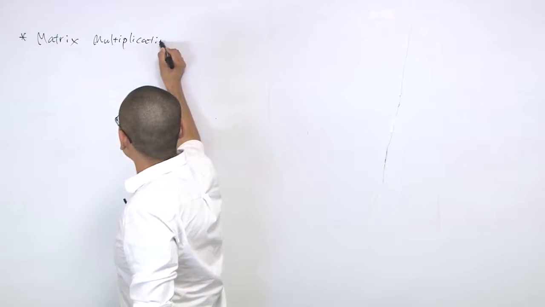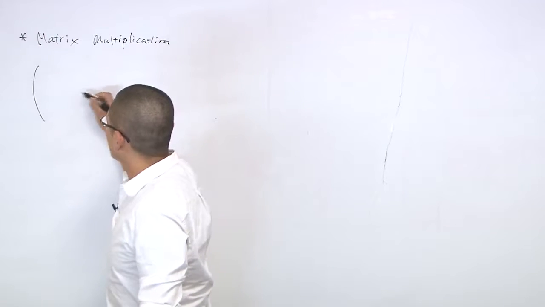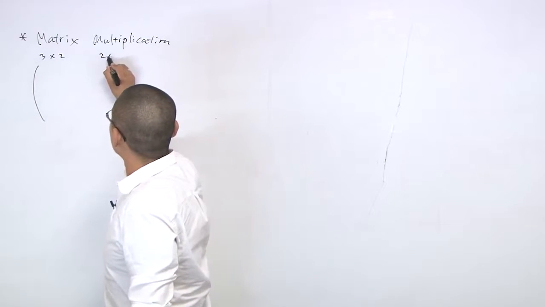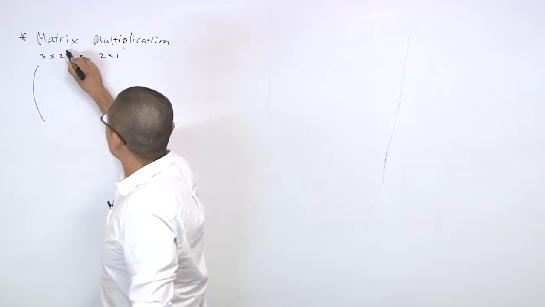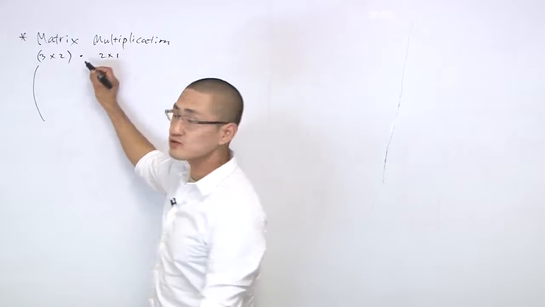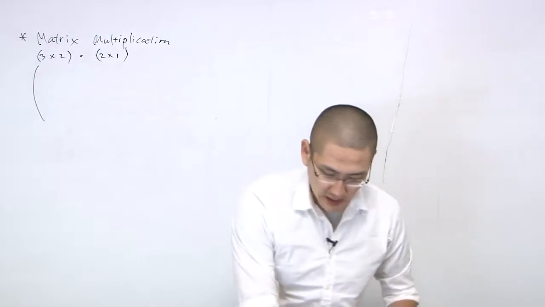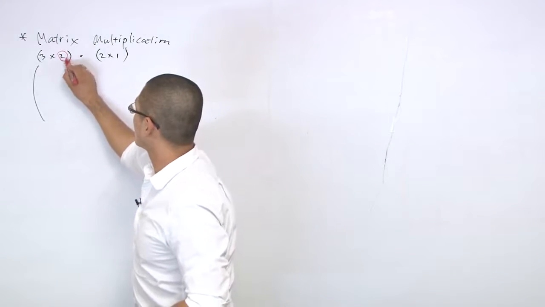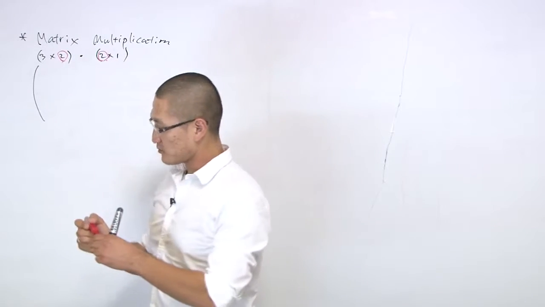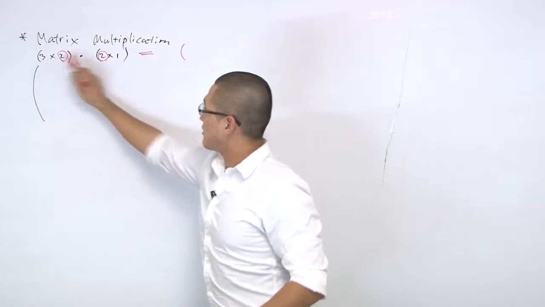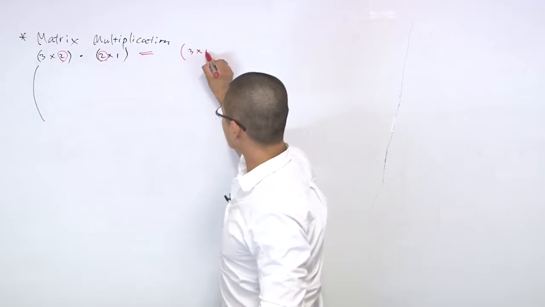So let's give an example like 3 by 2 and 2 by 1. As we said before, if I have 3 by 2 and 2 by 1, I could multiply those two things because these two numbers are the same. And the result that I will get is those outer points, 3 by 1.